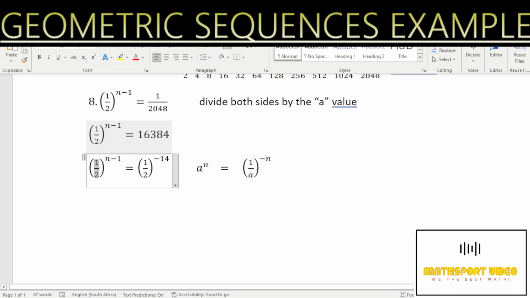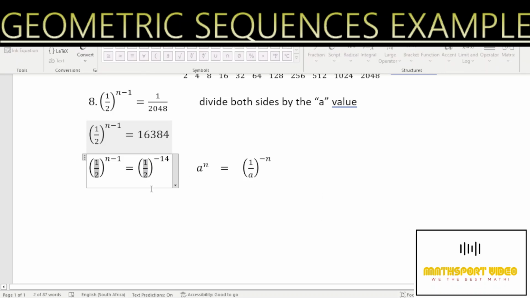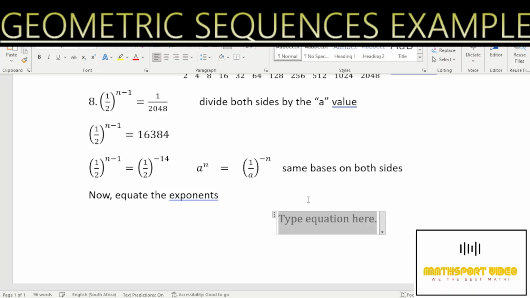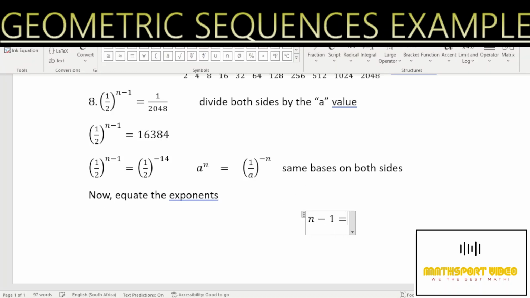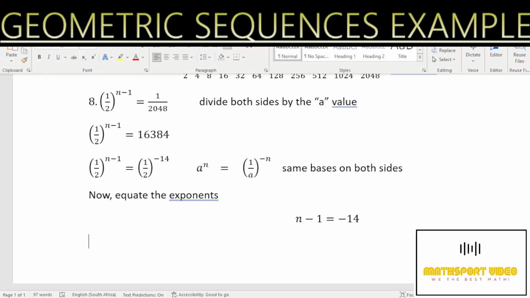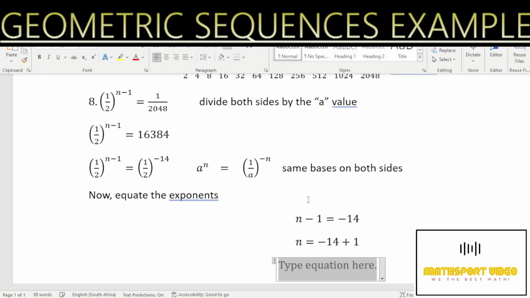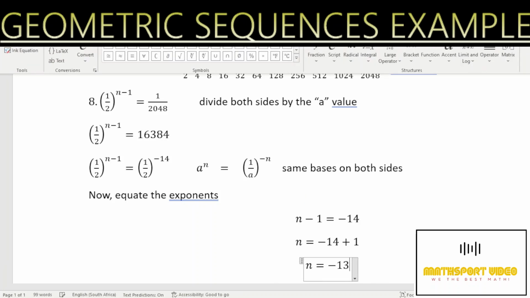The reason why we would want to do this is so that now we have the same bases on both sides. Right? So now we equate the exponents. We can write the one exponent equal to the other. Now, solving this is going to give us n minus 1, well, n equals negative 14 plus 1. So this is giving us n equals negative 13.